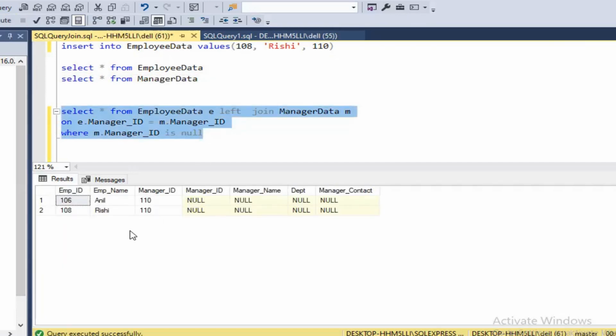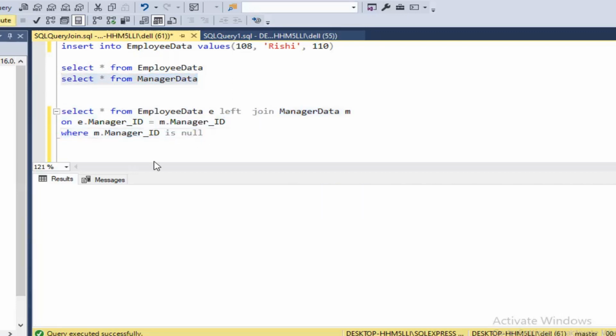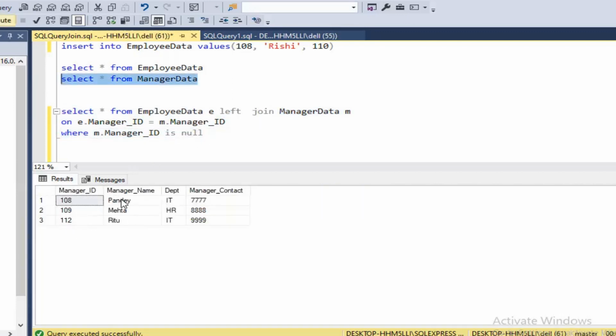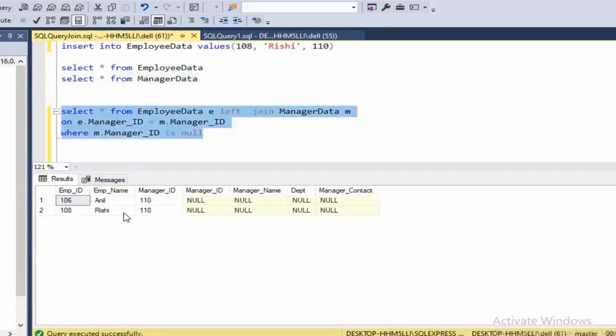See, now you will get this: Anil and Rishi don't have managers assigned to them. Why? Although they have mentioned manager ID 110, in the manager table there is no data for 110. So we need to add some information related to manager ID 110 in the manager table, so that Anil and Rishi also get their manager mapped.